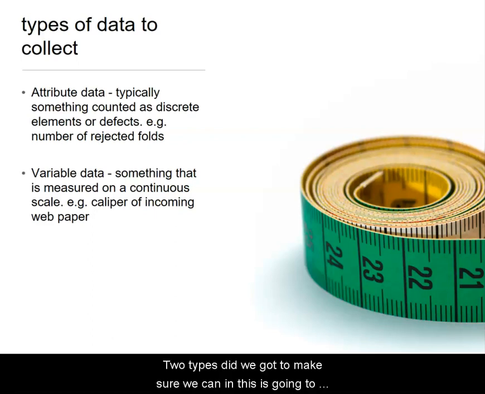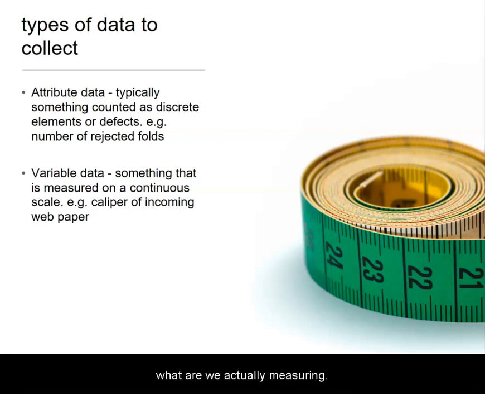So two types of data, and this is going to affect us further along when we start looking at control charts and other types of data analysis. We've got to figure out what we are actually measuring: attribute data, something that we can count, or variable data. And attribute data can also be a yes, no, a binary response. So pass, fail.